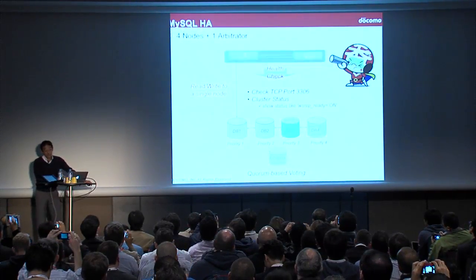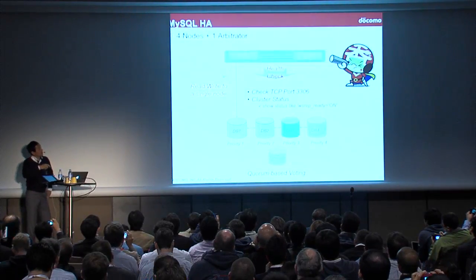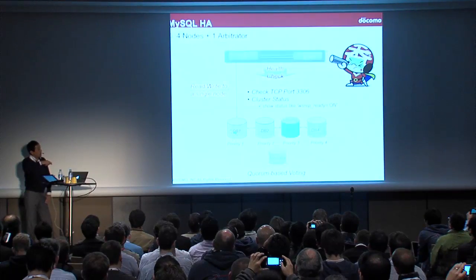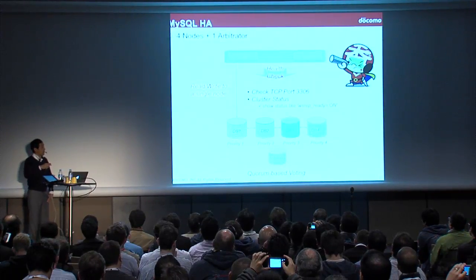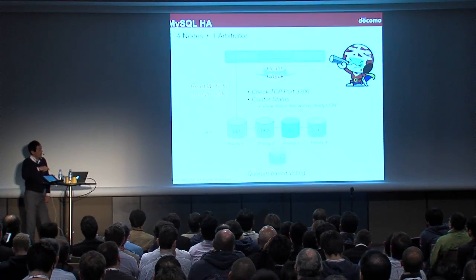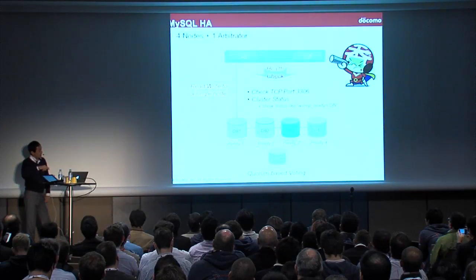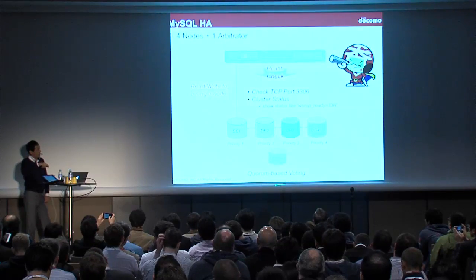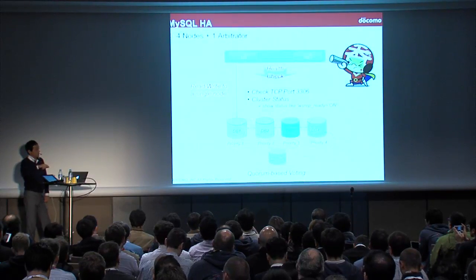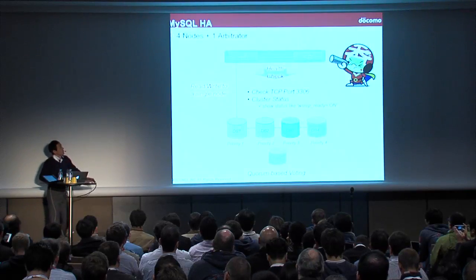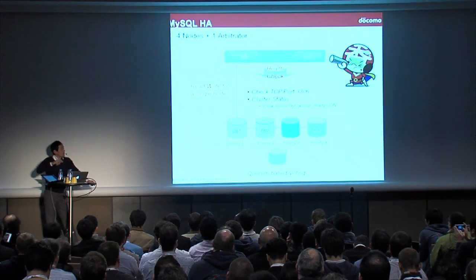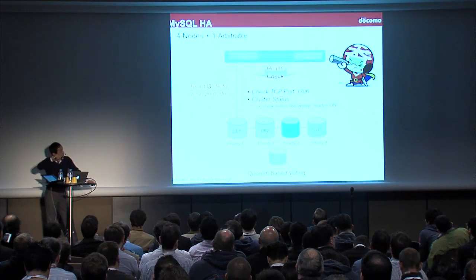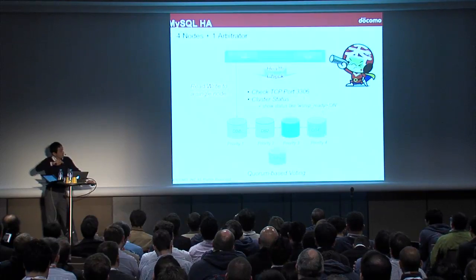This is our configuration. Using the load balancer, we use only one node for read and write. In total, we have four nodes and one arbitrator. The arbitrator is only used for quorum-based voting. Actually, those four nodes retain the data. And as for the health check, we check the TCP connections and the status of each node.